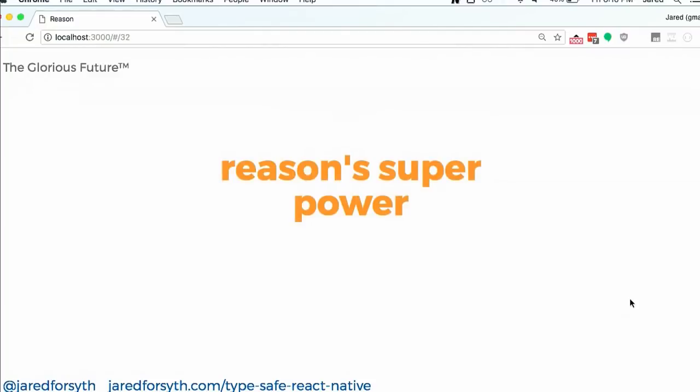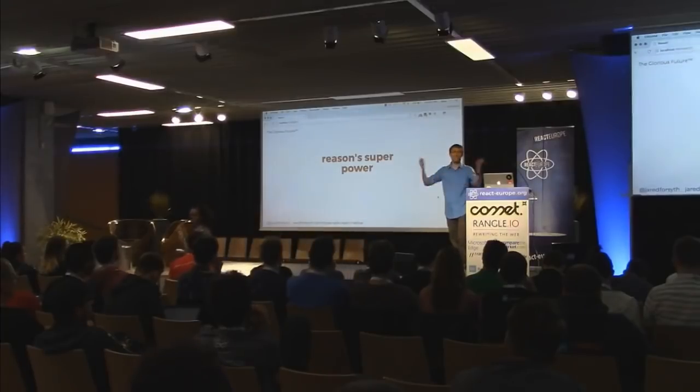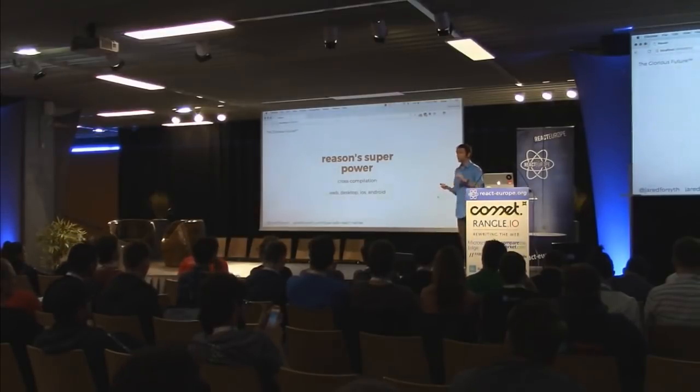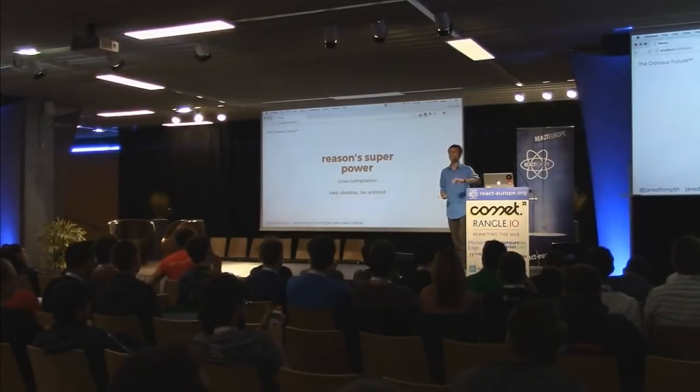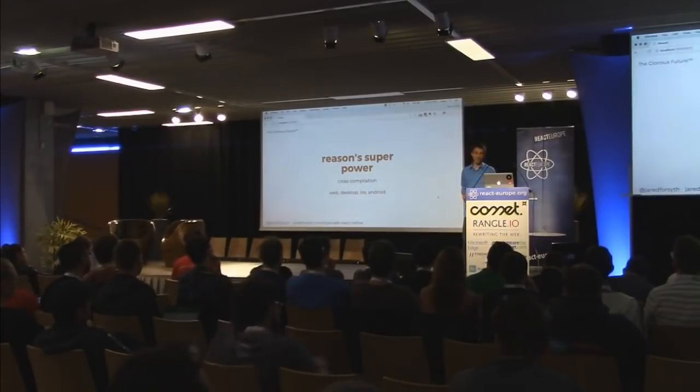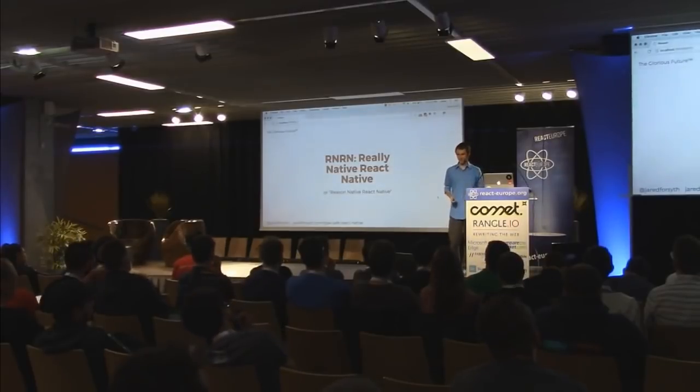So now let's talk about Reason Superpower. And this is the reason that I got interested in Reason initially, because there are a lot of compiled JavaScript languages, right? And some of them have types. But Reason is not just a compiled to JavaScript language. It has cross-compilation. And so you can target the web, you can target desktop, and soon you'll be able to target iOS and Android with ease. I've already made a game in Reason that I shipped on the Android Play Store and the iOS App Store, 100% Reason, and then compiled to native. And so I want to bring this to React Native. Right? Let's talk about really native React Native.